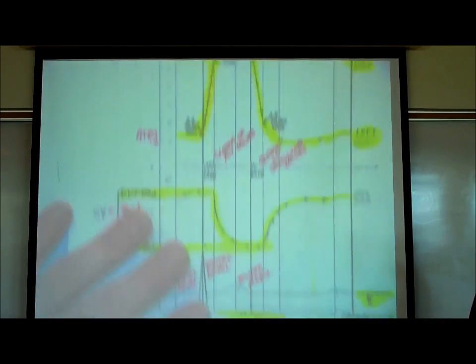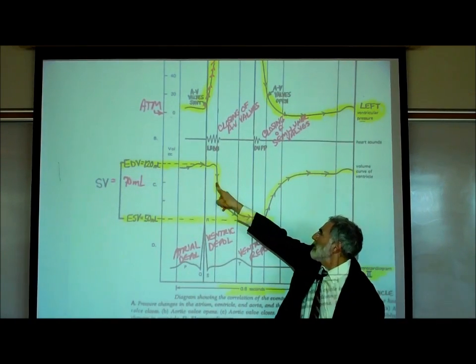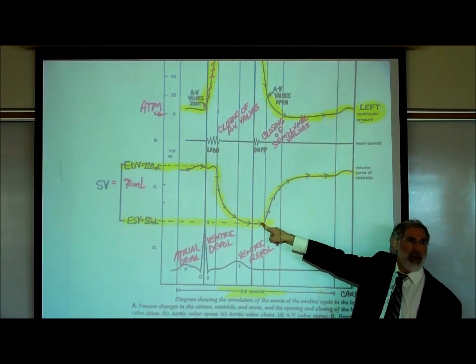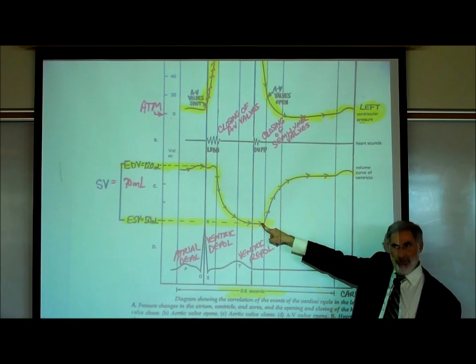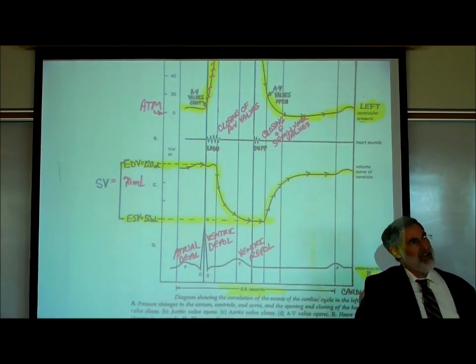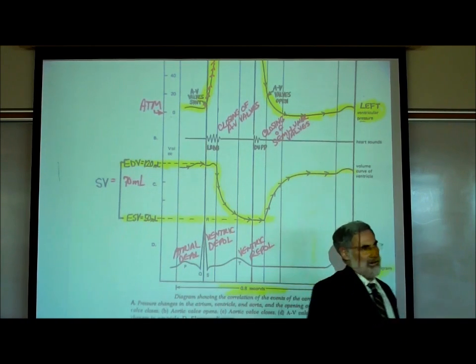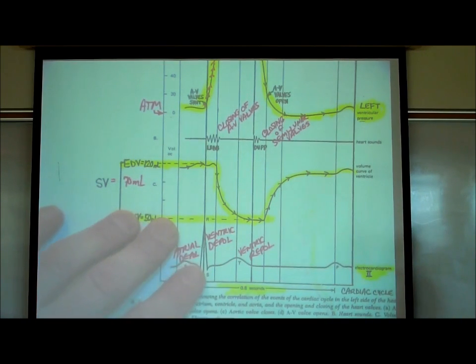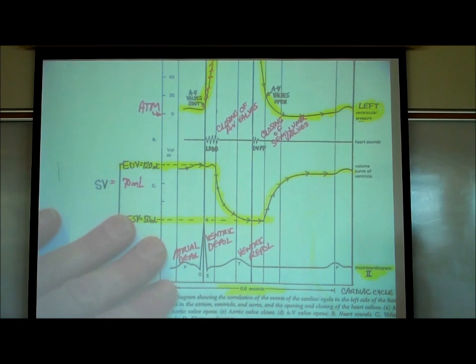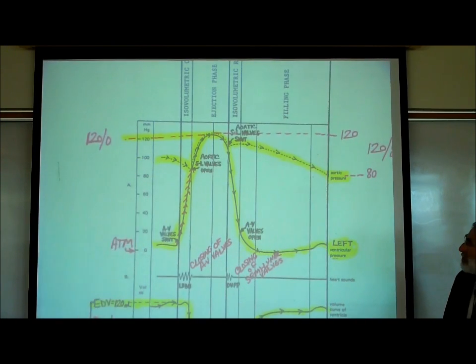Let's see that. Can everybody see? Look what happens to the volume in the ventricle right here. It's going down. The ventricle is ejecting blood. How much is it going to eject? 70 milliliters with every stroke of my heart, right? 70 milliliters is going to eject. That's the stroke volume. Now, notice that, let's show you something else.